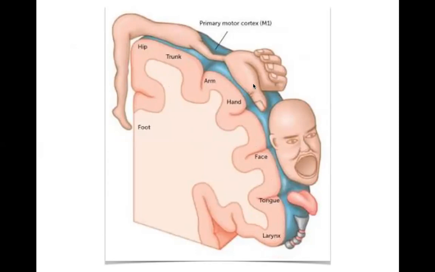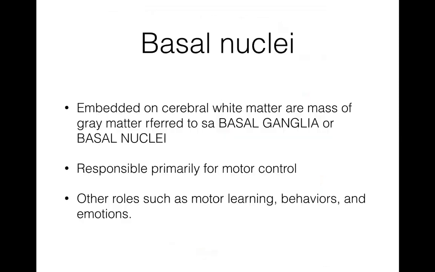In such case, you can see here that the tongue, the larynx, and the face, as well as the hands, are larger in terms of representation in the brain. This implies that these parts of the body have greater nervous control because they do have greater representation in the brain. Whereas the parts of your body that have less representation in the brain have less control.